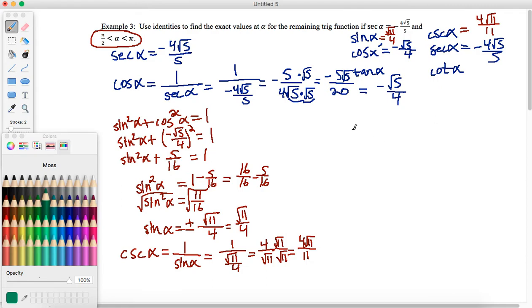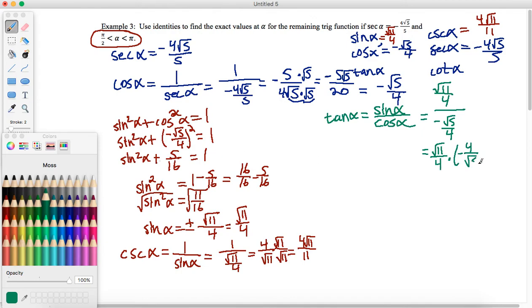Now I'm going to find my tangent and my cotangent. All right. Now you can use other identities, but I'm going to use the quotient identity to figure out that tangent can be written as sine over cosine, right? And I already know my sine. Sine is square root of 11 over 4, and my cosine is negative square root of 5 over 4. And so if I simplify that, I multiply by the reciprocal of that denominator. And so I get negative square root of 11 over the square root of 5. I rationalize my denominator. I get negative square root of 55 over 5, okay?